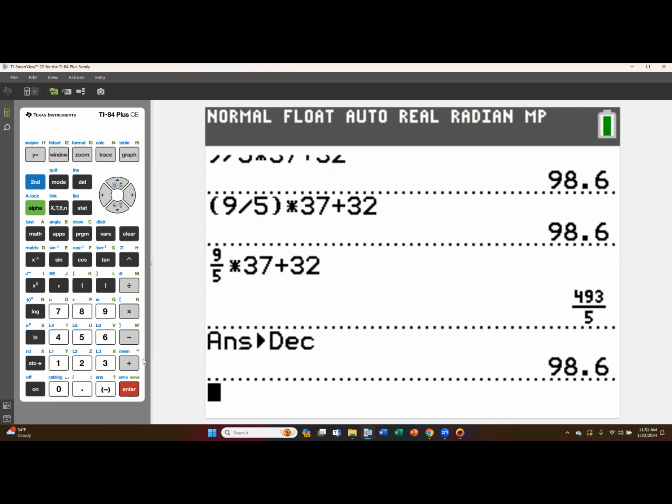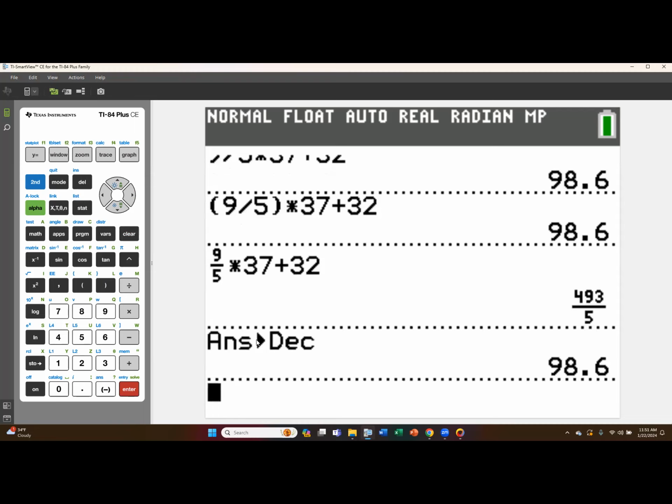Sweet. So there is no reason to get arithmetic wrong. Your calculator, that's what it does very well. It does lots of stuff really well. I mean, it does arithmetic very well. So again, to get to my fraction button, I go alpha y equals number one, gives me a fraction. I can multiply that by my 37 and add 32, get an output. That's a fraction output.